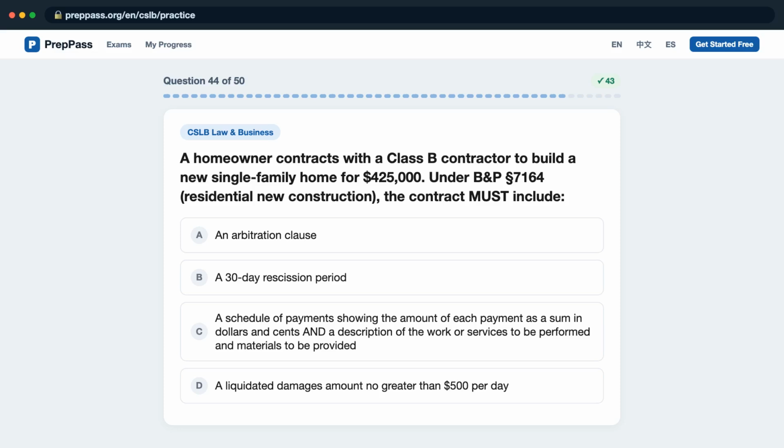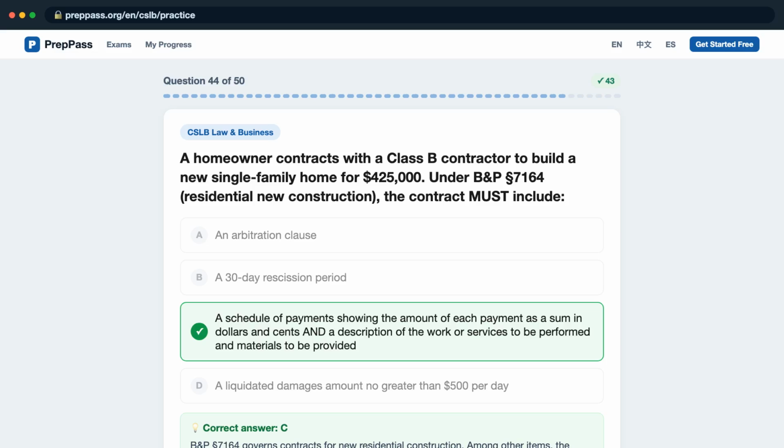Question 44. A homeowner contracts with a Class B contractor to build a new single-family home for $425,000. Under BNP Section 7164, residential new construction, the contract must include, is it A, an arbitration clause? B, a 30-day rescission period? C, a schedule of payments showing the amount of each payment as a sum in dollars and cents and a description of the work or services to be performed and materials to be provided? D, a liquidated damages amount no greater than $500 per day? The correct answer is C.